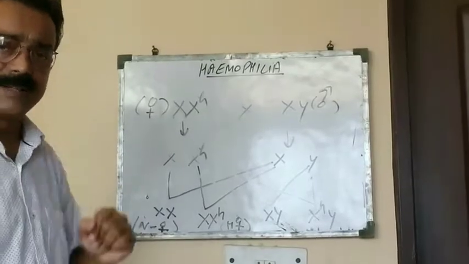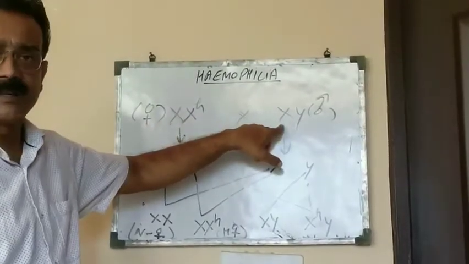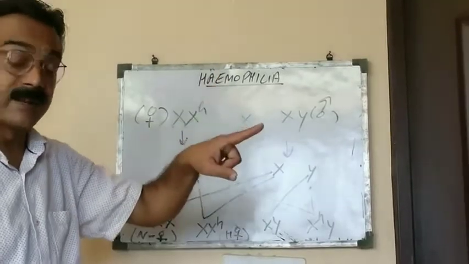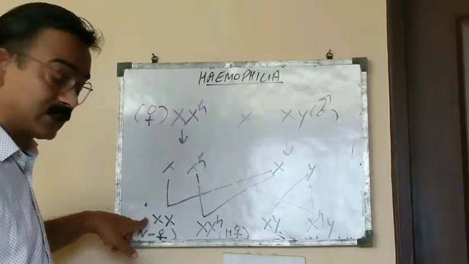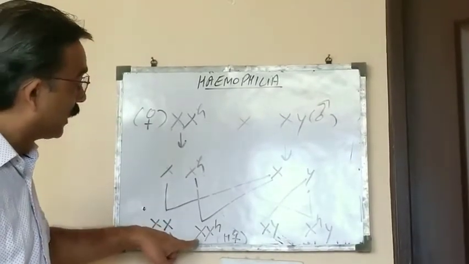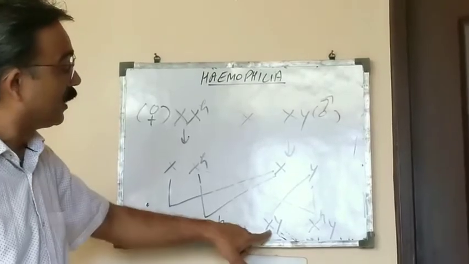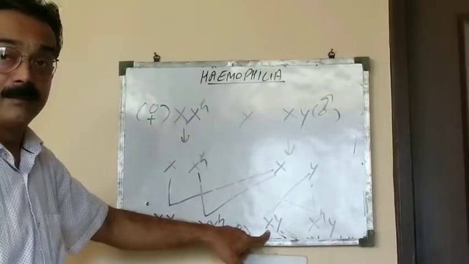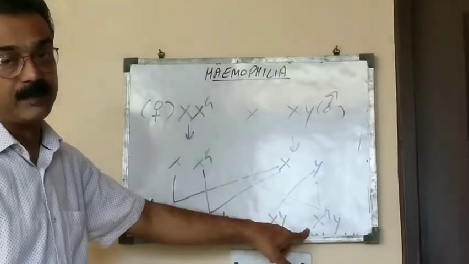So this is one condition: if the mother is a carrier and the father is normal, then in the next generation there will be one normal girl child, one carrier girl child, one normal male child, and one diseased hemophilic male child.